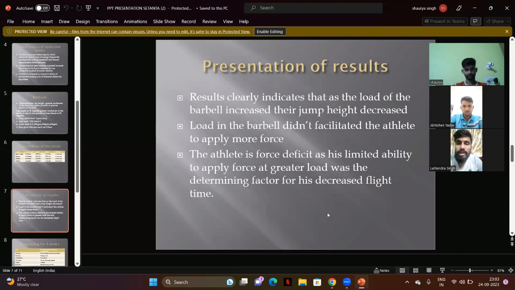The third point is that the athlete is force deficient, as his limited ability to apply force with greater load was the determining factor for his decreased flight time. So the determining factor of his loss of jump height was the force output that he wasn't able to produce during the jump.